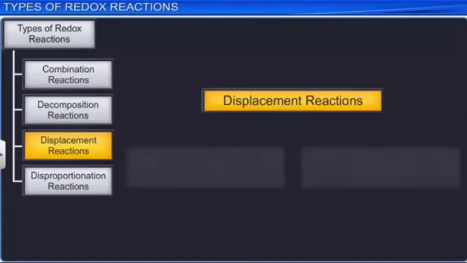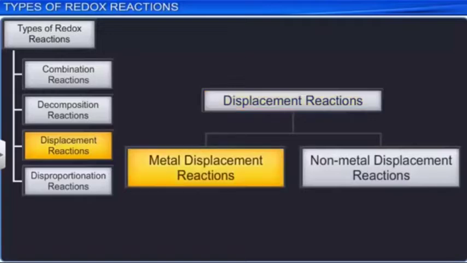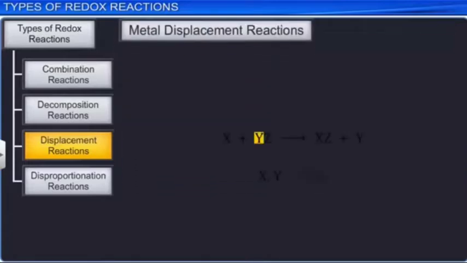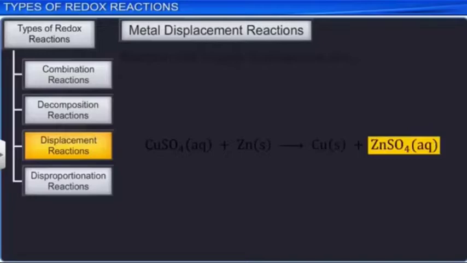Displacement reactions are of two types: metal displacement reactions and non-metal displacement reactions. In a metal displacement reaction, the metal in a compound is displaced by some other metal in the elemental state. For example, in this reaction, copper sulfate reacts with zinc to form copper and zinc sulfate. This is a displacement reaction because copper has been displaced by zinc.